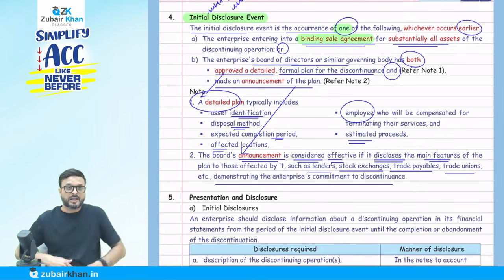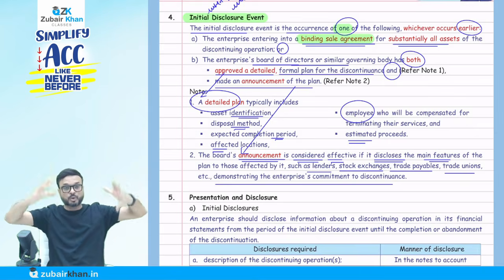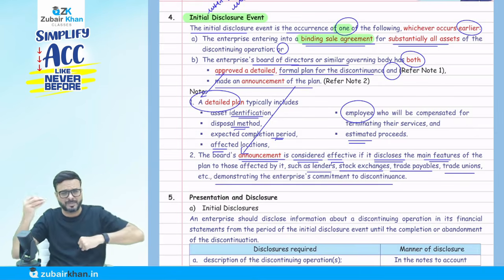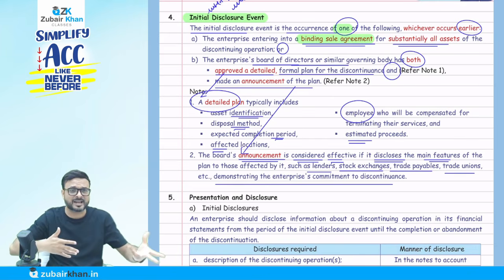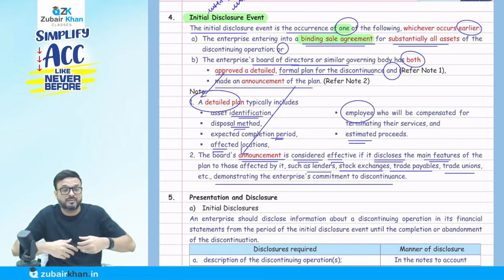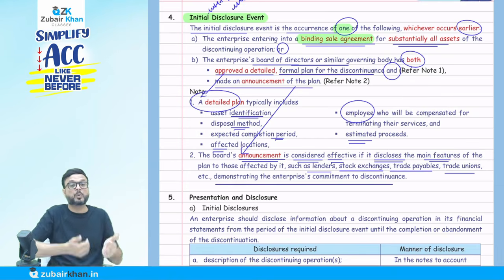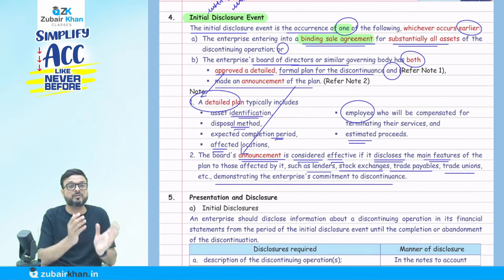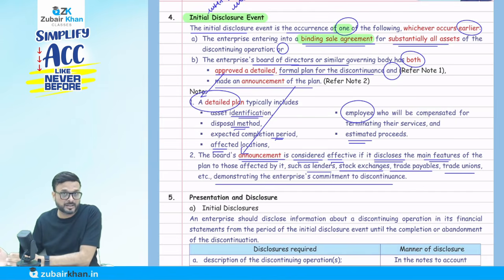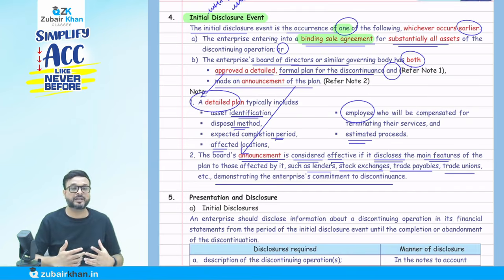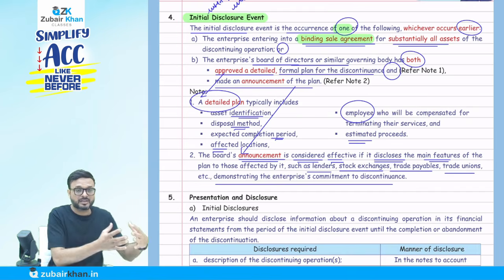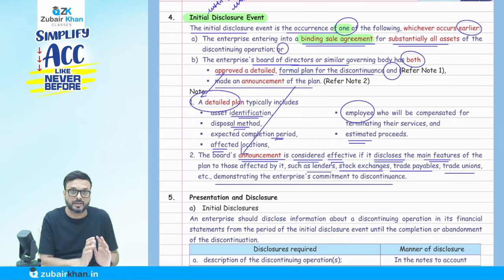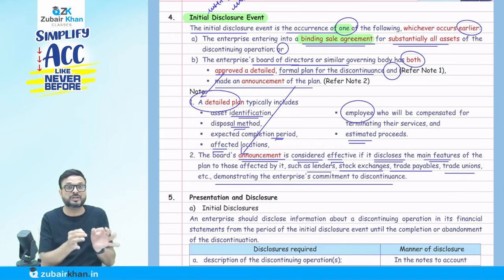So what happened? They have made a plan and made an announcement to those who are going to be affected by it. If it's a listed company, they informed the stock exchange, trade payables, trade unions, customers, and lenders, the people from whom they have taken a loan. When they have made a detailed plan and made the announcement, even though they have not entered a binding sale agreement that year, we still call it an initial disclosure event. So when they enter into a binding sale agreement, or they have made a plan and made an announcement of it, if any of these two happens, the initial disclosure event happens.